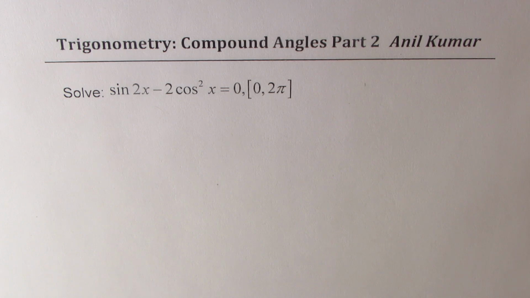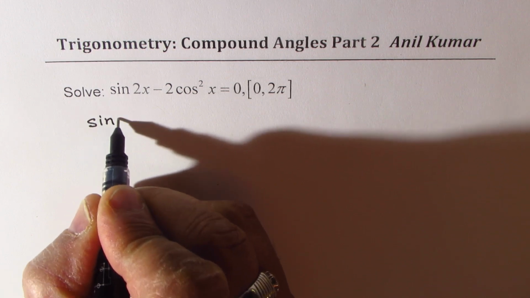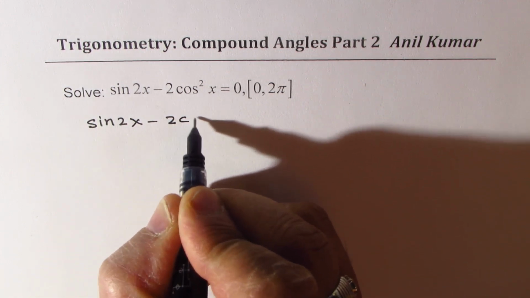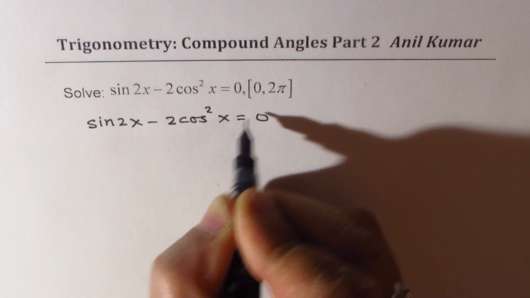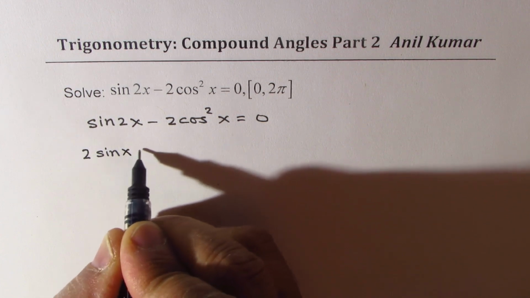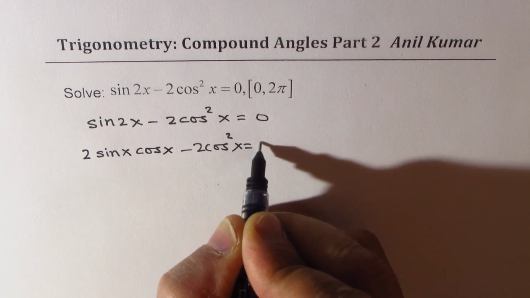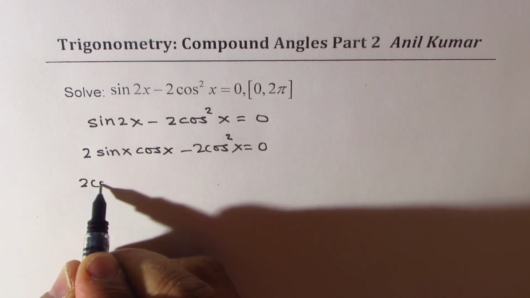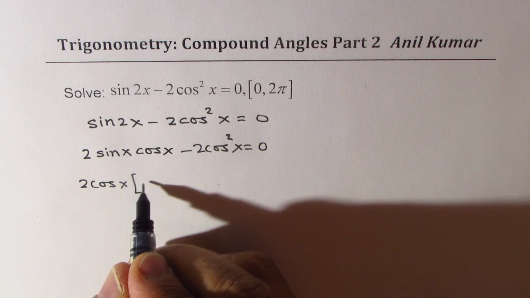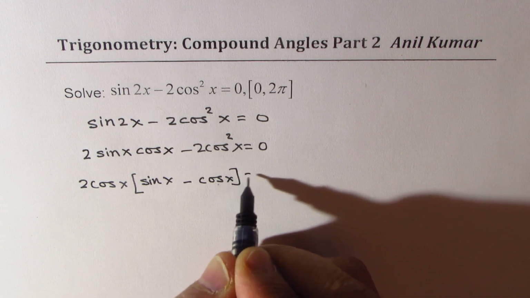Let's begin with the very first one, which is sin 2x minus 2 cos squared x equals 0. Let me copy the question first. Sin 2x minus 2 cos squared x equals 0. Sin 2x can be written as 2 sin x cos x using the double angle formula, right? Minus 2 cos squared x equals 0. Now we can factor out 2 cos x. And what we get here is sin x minus cos x equals 0.